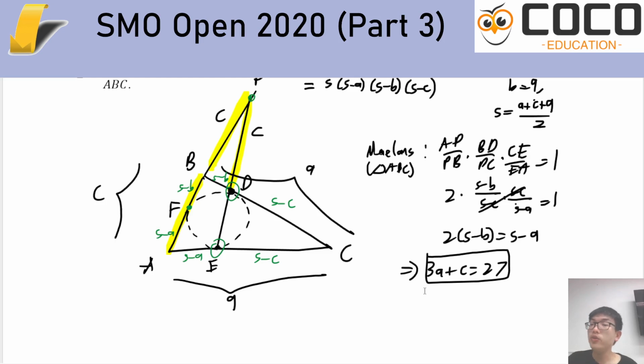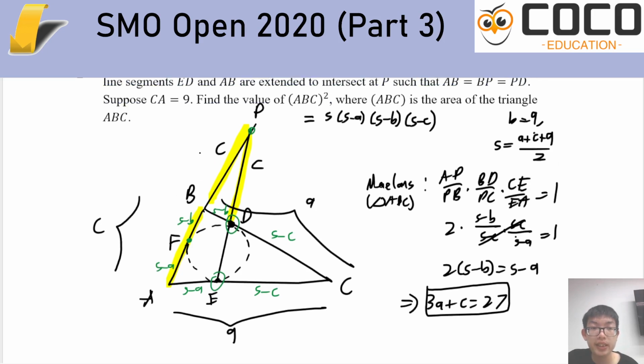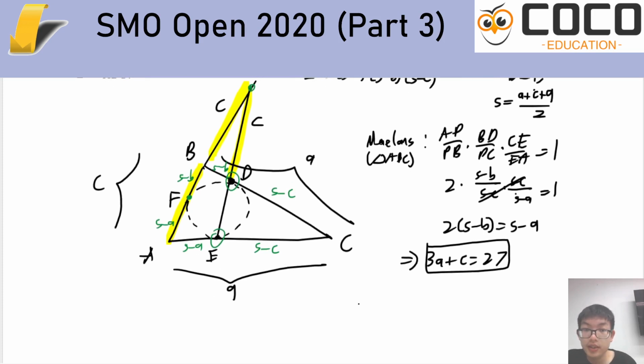When using Menelaus, you don't have only one configuration you can use it on. This is the key idea for Menelaus. You can use it in different ways. And so I'm going to try to use this on a different triangle. The other so-called big triangle I see is APE. So I'm going to use APE, where this time it stops over at points B, D, and C. So AB over BP, PD over DE, and EC over CA equals 1.